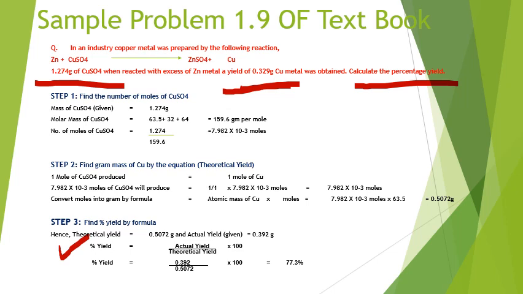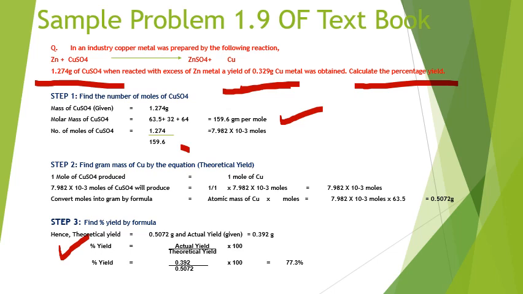The first step is conversion of grams into moles. For this, I require the molar mass of copper sulfate. This is how to calculate it: it comes out as 159.6, with 63.5 for copper, 32 for sulfur, and oxygen 16 times 4, which comes out to 64. Right? Now, how to get the number of moles? Given mass over molar mass. I applied the formula and I got 7.982 × 10^-3 moles.